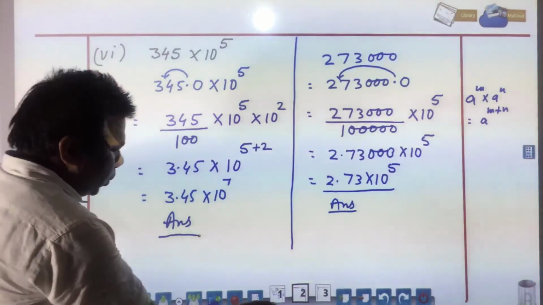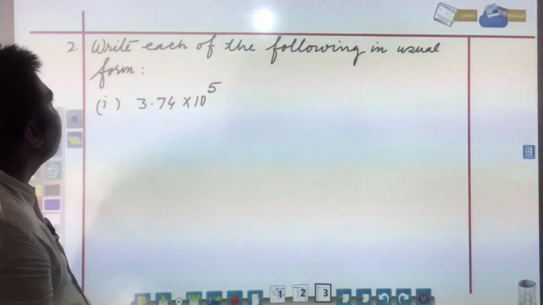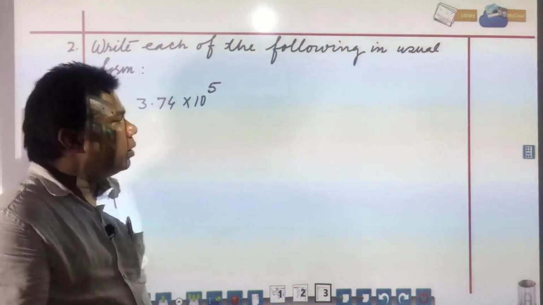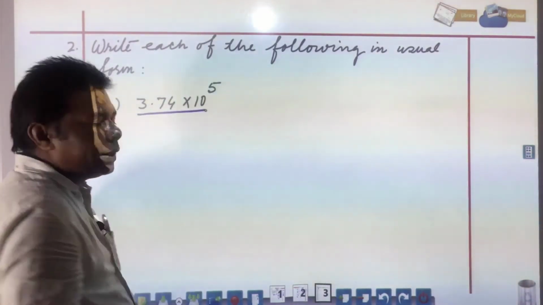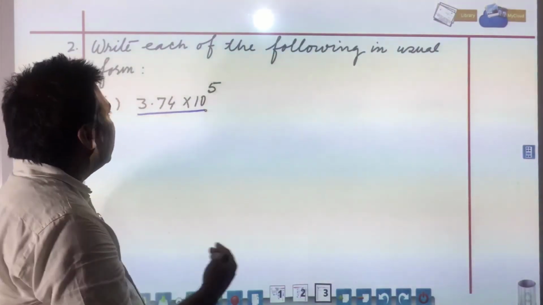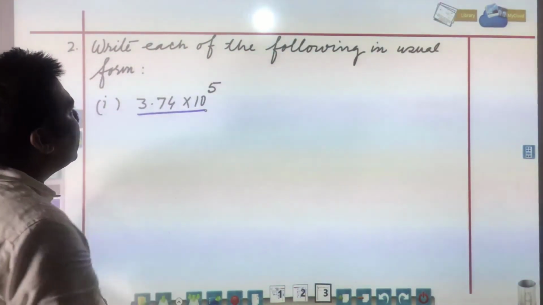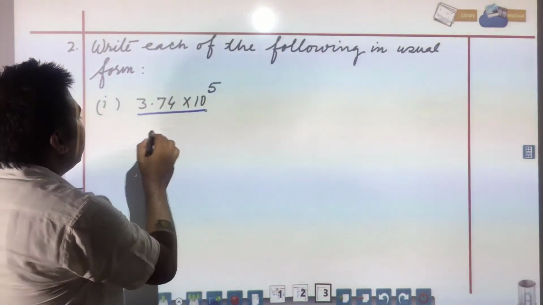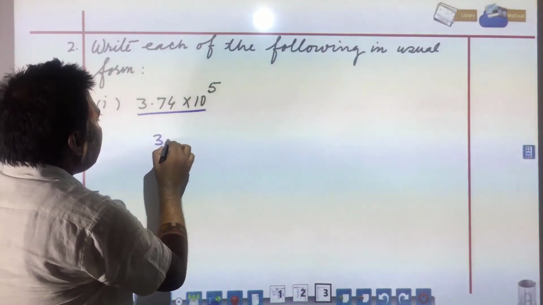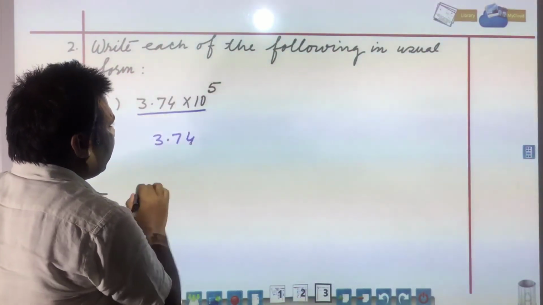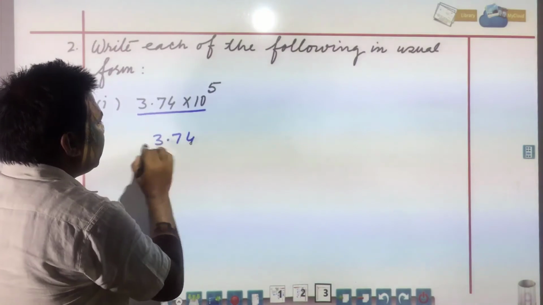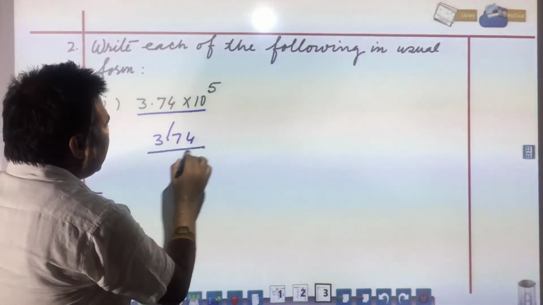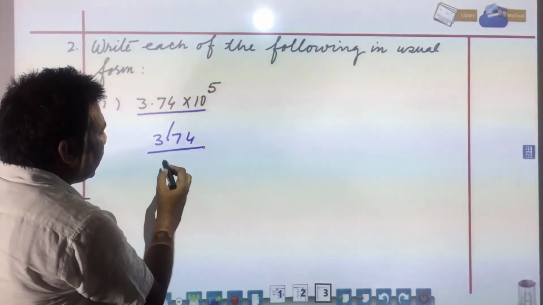I hope you understood. Next you see, write each of the following in usual form. This has already been written in standard form. Just now we have to write the opposite. This is required to be written in usual form. Then what do we need to do? Here you see, 3.74 into 10 to the power 5 you have. This decimal you remove. If the decimal is removed, then for the decimal what will we do?